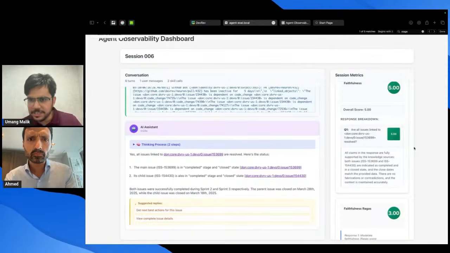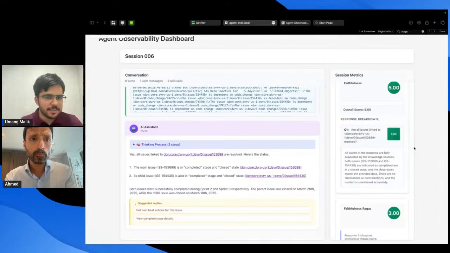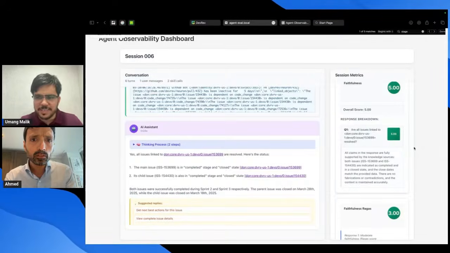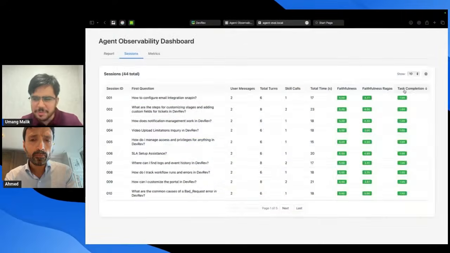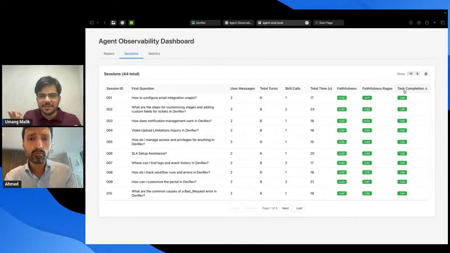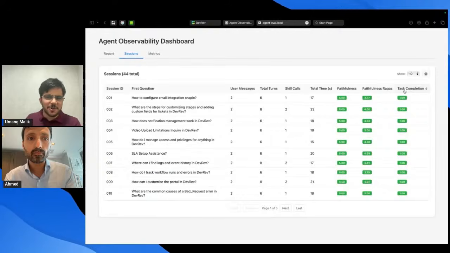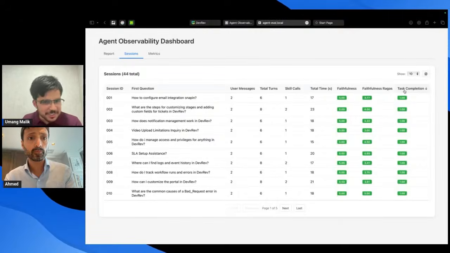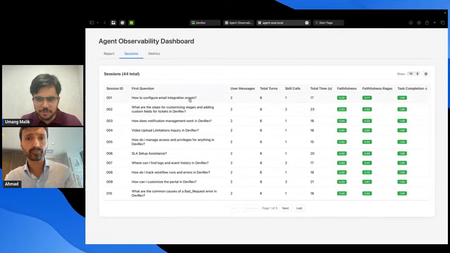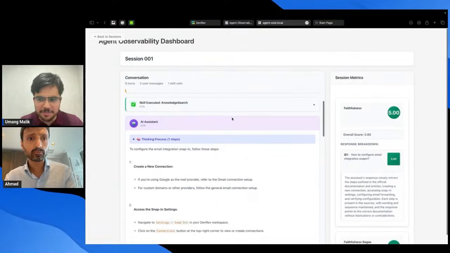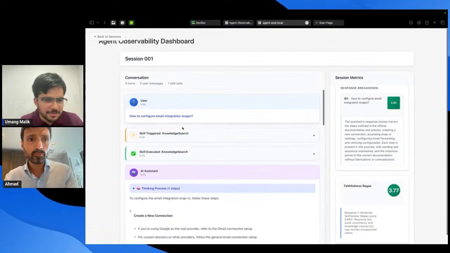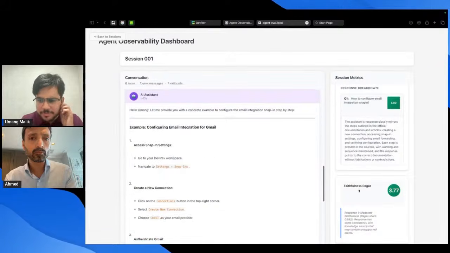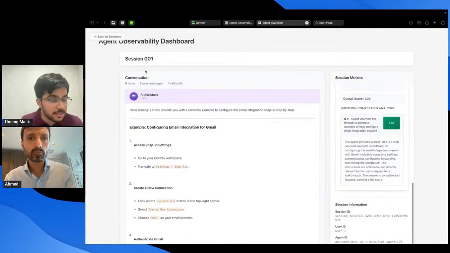Right. So let's talk about task completion. We have that over here. Let me open this one. And this particular metric, people intuitively have a sense, but they don't really have a definition of what matters and what not. It's only when they look at like 50 different sessions and try to pass-fail those test cases do they realize this. Let's look at a few examples. So here it asks how to configure the email integration snap-in. It just fetches it from the knowledge base, walk me through a concrete example, and so on. It got a score of 1, which is a good thing.